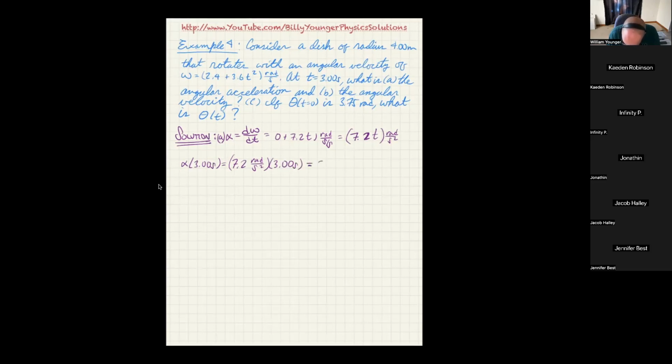So this will be 21.6 radians per second squared. Radians per second squared means this in here has to be radians per second cubed, just to make that work out. But the whole thing works out now. So we get radians per second squared, like this. Any questions on that one? Sorry about the little bit of a flub.